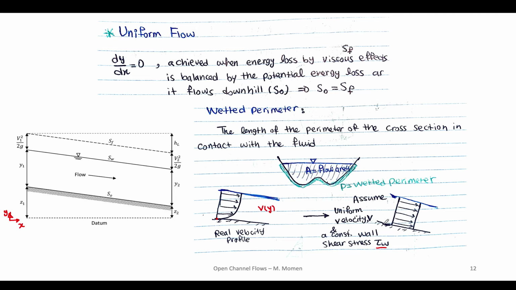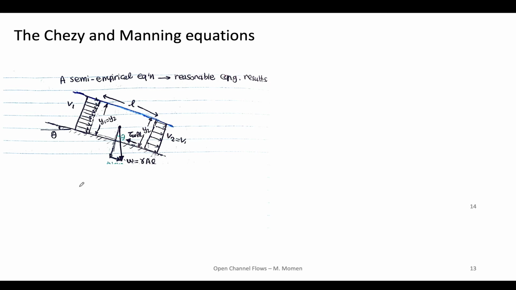Okay, so with these assumptions, we are going to derive two famous equations in the open channel flow literature. The first one is the Chezy equation, and the second one is a modification to the Chezy equation, which is the Manning equation.